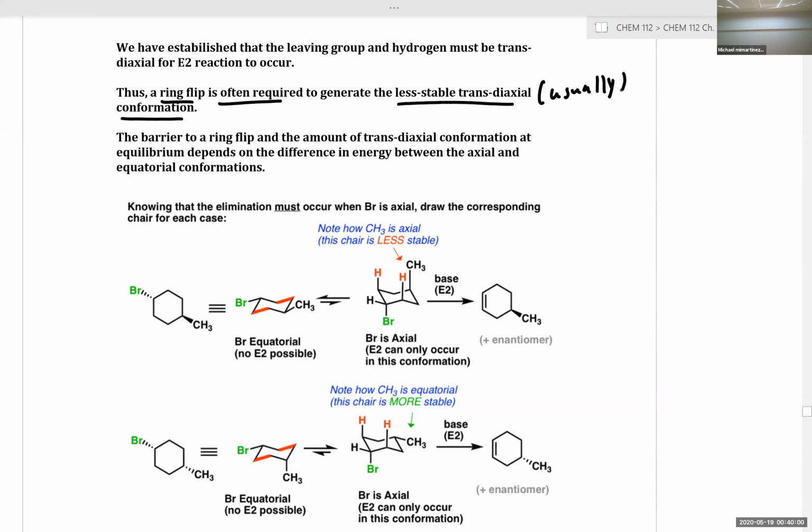Now, because typically the transdiaxial conformation is higher in energy, the barrier to a ring flip directly influences the amount of transdiaxial conformation at equilibrium. And to figure out the amount of this less favored conformation at equilibrium, we have to look at the difference in energy between the axial and equatorial conformations, right? Because from our discussion, the equilibrium constant is based on the difference in relative energy of each of these conformations.